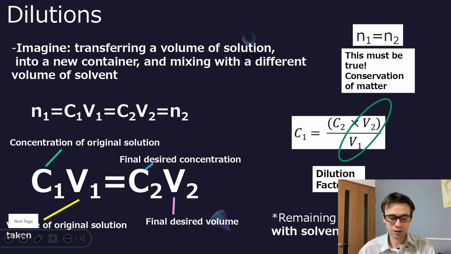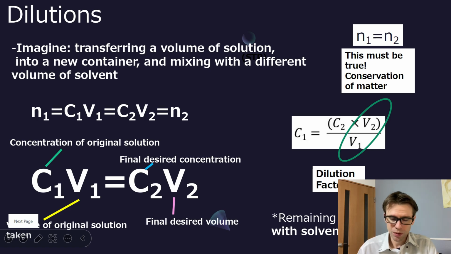It's not in the data book, so if you want to use it, you have to realize that the actual situation is n equals n. The number of moles has not changed, and so C1V1 equals C2V2. Specifically, what are each of these? C1, concentration of original solution. V1, volume of original solution taken. C2, final desired concentration. And V2, final desired volume. It's very important to pick out the right values for each of these variables.